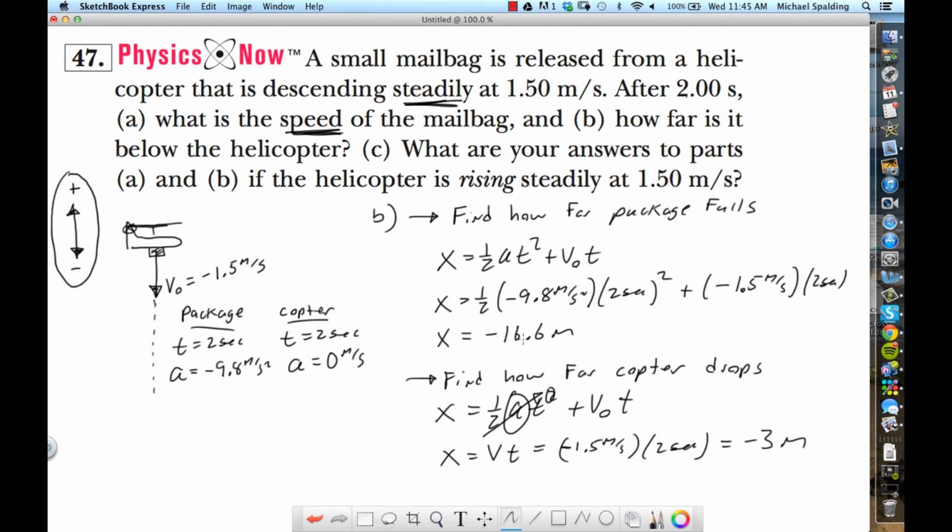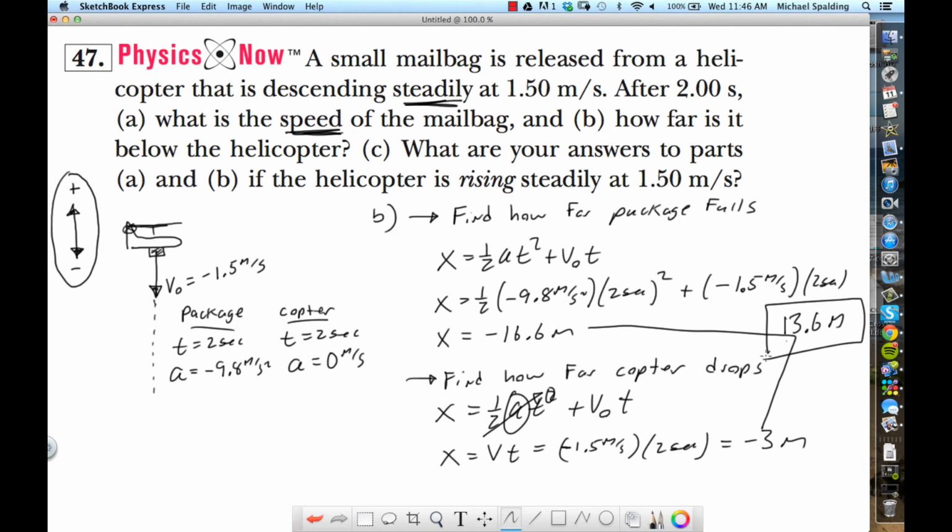So the package falls for 16.6. The helicopter falls for 3. You know what? I take that back. I did do this right on my scratch paper. How far will the package and the helicopter be from one another? 13.6. It's going to be the difference between those two values right there. So I say the package and the helicopter are 13.6 meters apart. The book says 19.6.